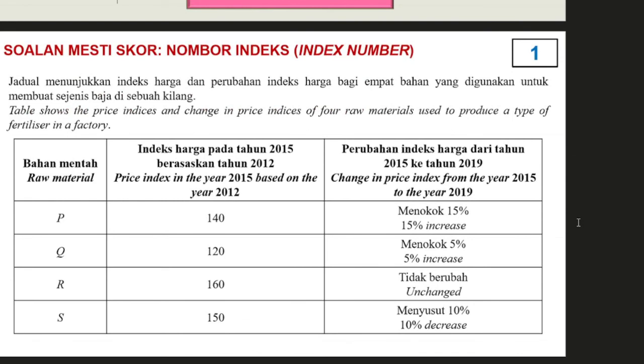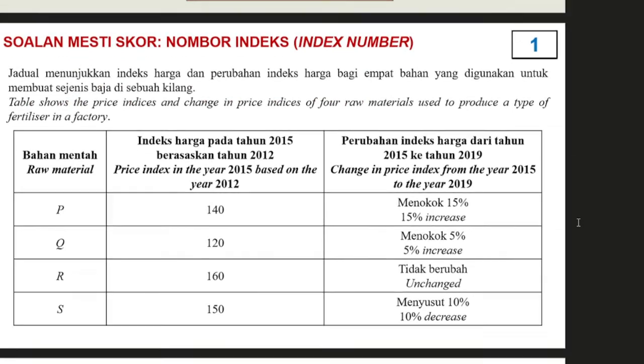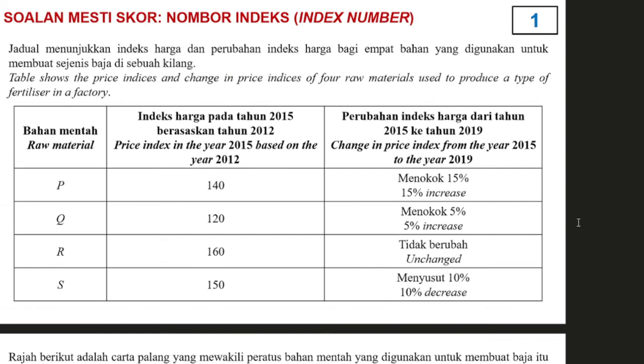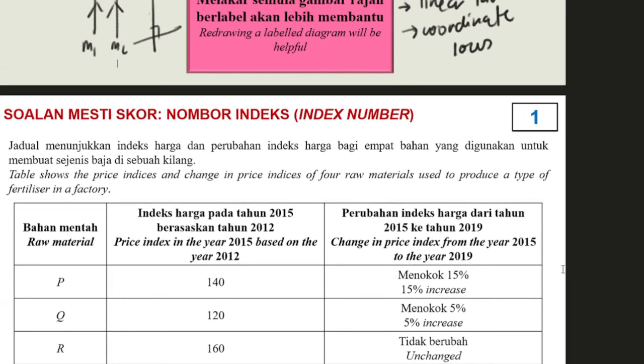So this is very sure: index numbers will come out even in section C or maybe section B. It can be a must-answer question, or you can select it in section C. Let me just go through first what questions you need to take note of.